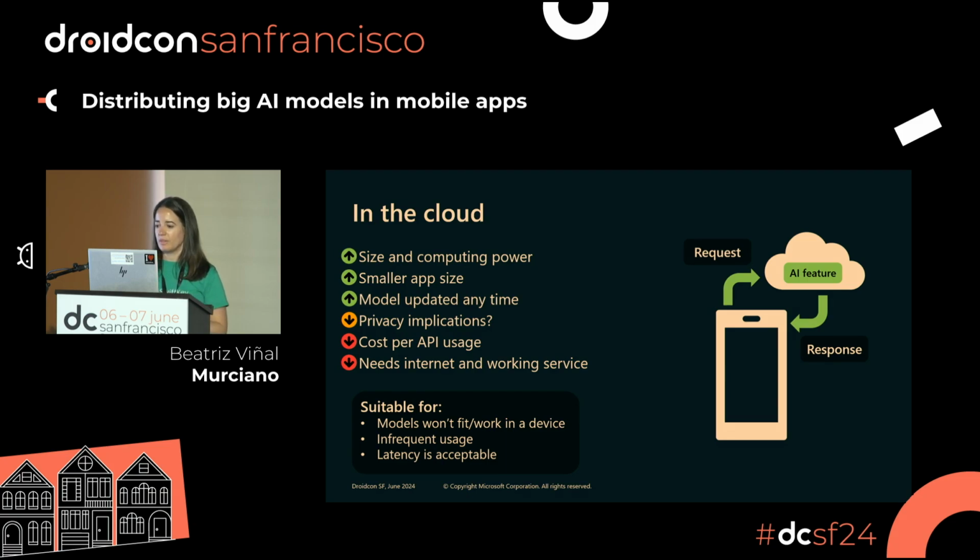And the other caveat that might be obvious, but if your app is on your phone and this AI is in the cloud, you need an internet connection, and the service needs to be up. If one of those things doesn't happen, your feature is just not going to work at all.